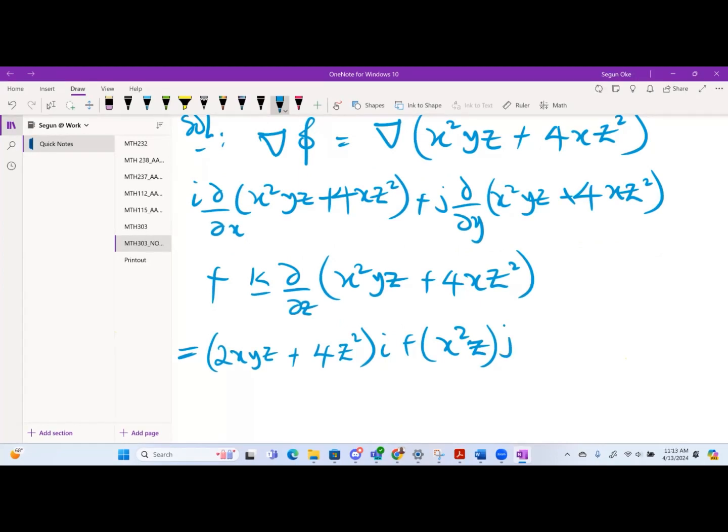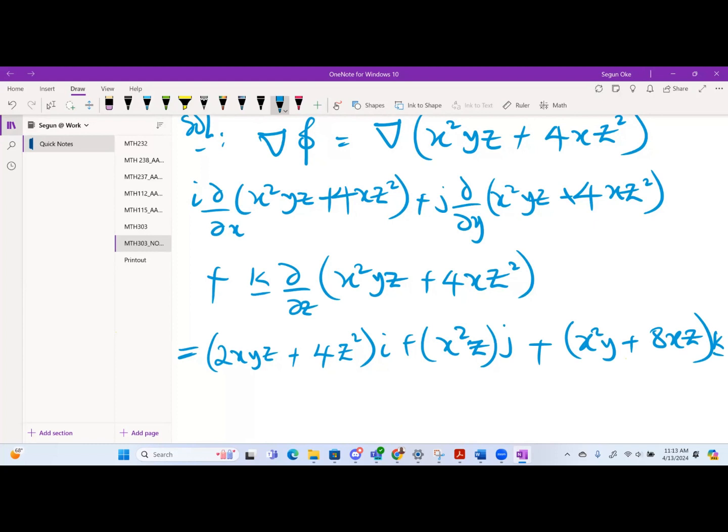J, do you agree with me? K with respect to z. It will be x squared y squared z plus 8xz. Okay.